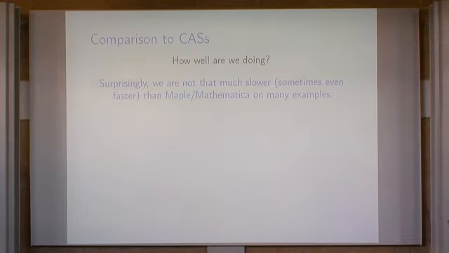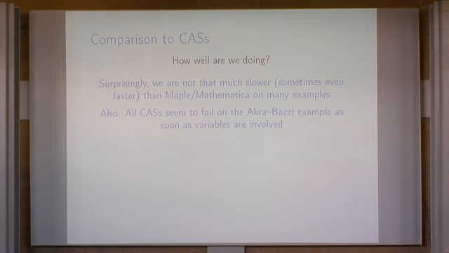So how well are we doing? I would say the Isabelle approach is actually not that much slower, even though it goes through the entire Isabelle kernel. In all of those examples, usually Maple and Mathematica were a bit faster, but not that much faster. And as I said, it usually didn't take more than 0.3 seconds.